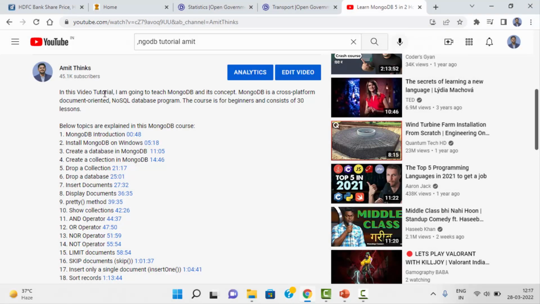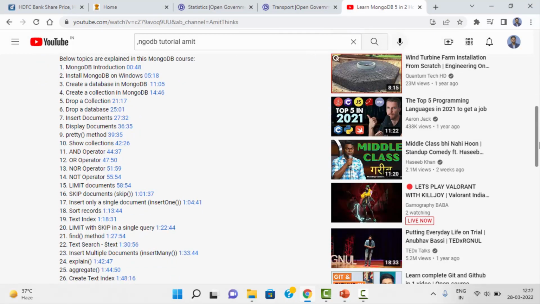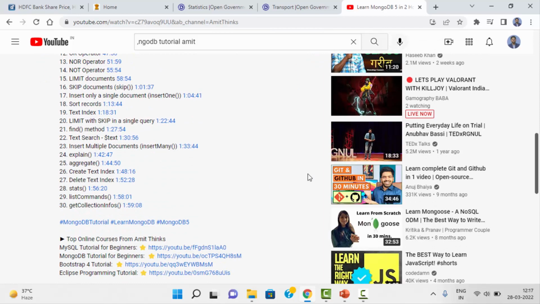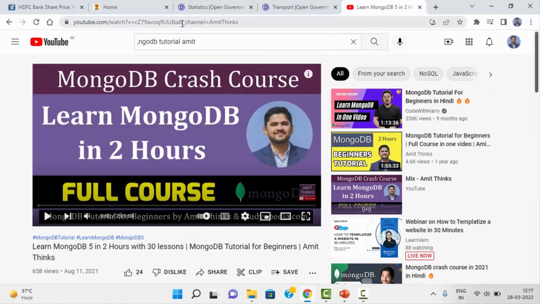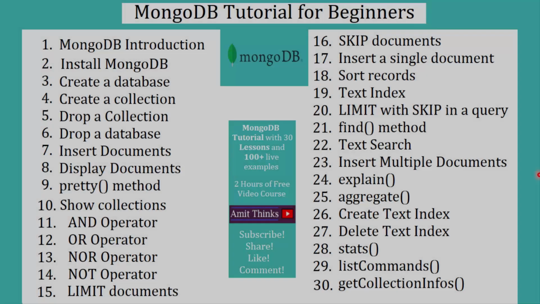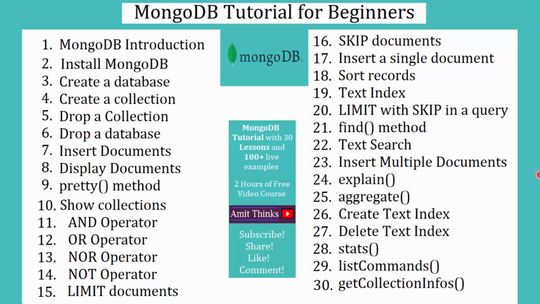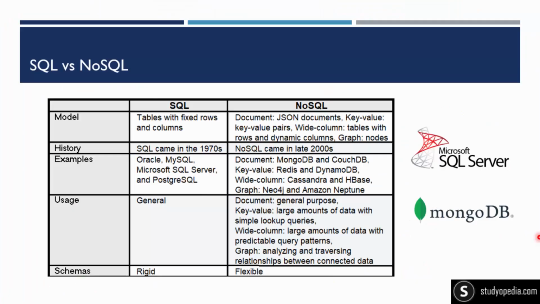Here it is guys, you can see our MongoDB course. It has all these 30 chapters. I'll mention the link in the description. Here are the chapters which I told you. These chapters are available, and 2 hours of complete course is available for you to understand MongoDB, that is unstructured data. So we understood the difference between structured and unstructured data.